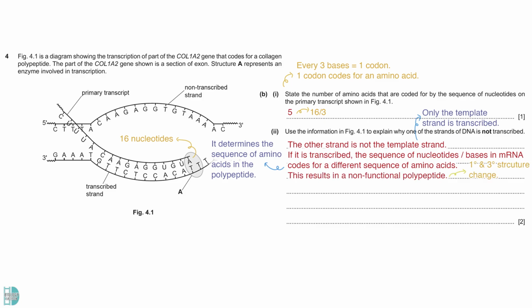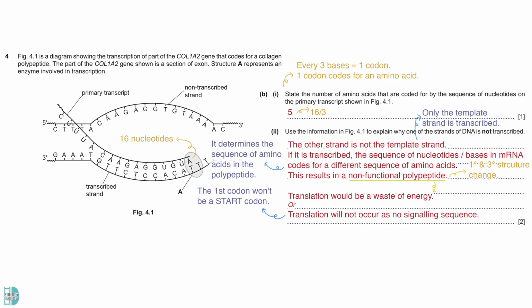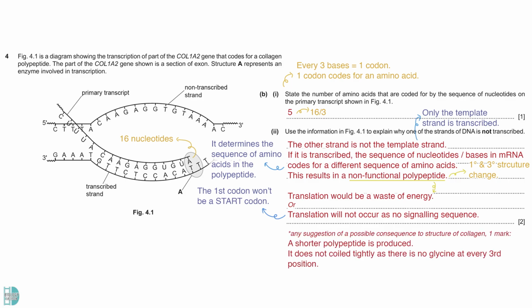This changes the polypeptide's primary structure, which in turn alters the protein's tertiary structure, resulting in a non-functioning polypeptide. The production of a non-functional protein would be a waste of energy. Besides, the first codon of this mRNA would not be the start codon that signals the initiation of translation. Any suggestion of a possible consequence to the structure of collagen can give you a mark.